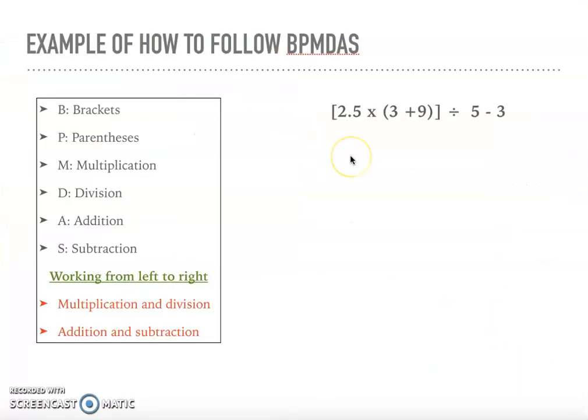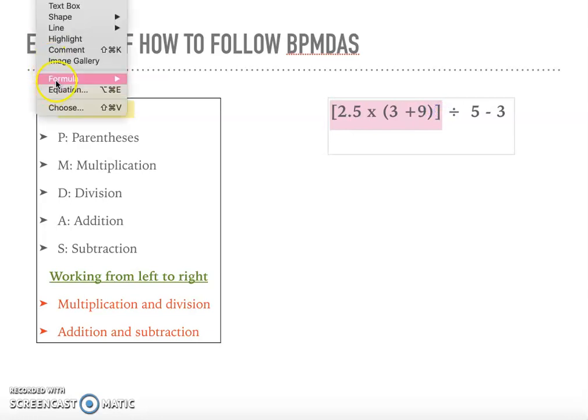So now here we have this expression: bracket 2 and 5/10 times parentheses 3 plus 9, close parentheses, close bracket, divided by 5 minus 3. So in order to see what I'm going to do first, I have to write my BPMDAS. So now, do I have brackets? Well, I do. So that is the first thing I'm going to do in this expression.